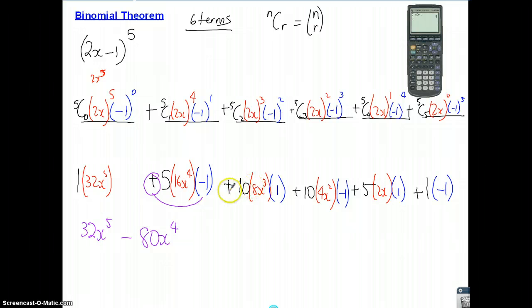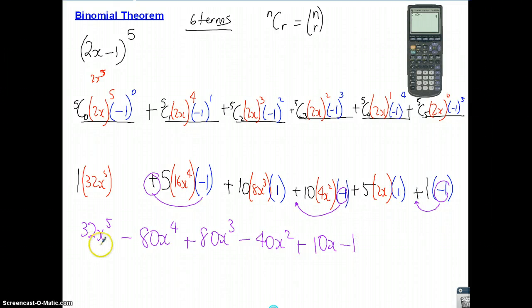That's a positive, so this term's going to stay positive. So we've got plus 80x cubed. Oh, we've got this again, negative. That's going to change that negative there. So we've got minus 40x squared. That's a positive, so we'll have plus 5 times 2x, 10x. And we've got that negative affecting the sign there. So we've got minus 1. And there we go. There's our 1, 2, 3, 4, 5, 6 terms of our binomial expansion (2x minus 1) to the 5.